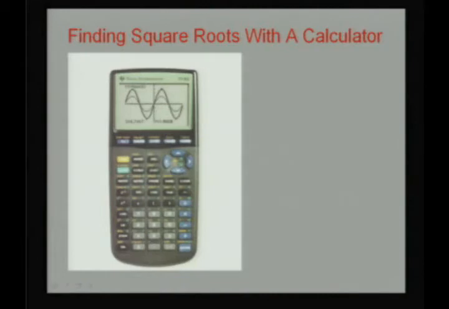To get to the square root, you're going to have to hit the x squared, and there's the second. And anything that's orange, remember, you're going to have to hit second to get it. I know that, dude. And probably after you hit the number, you're going to have to hit enter.